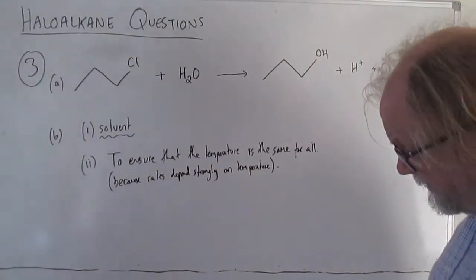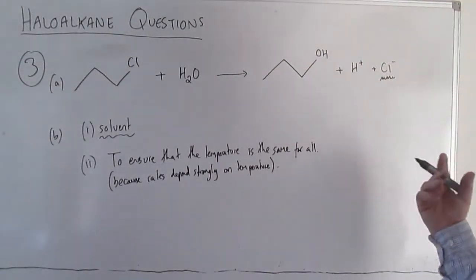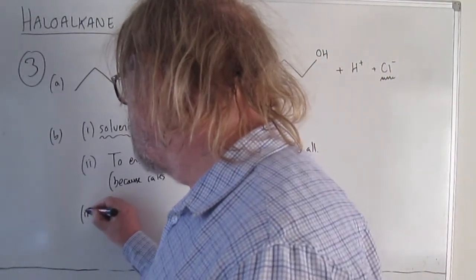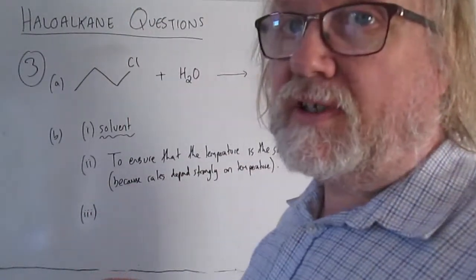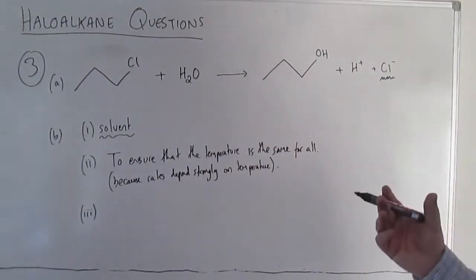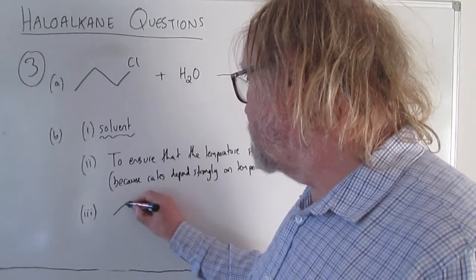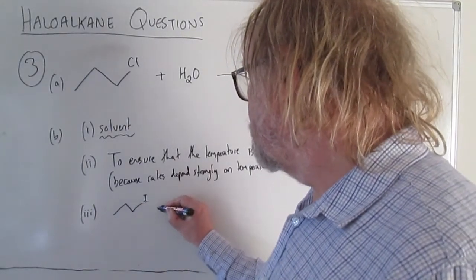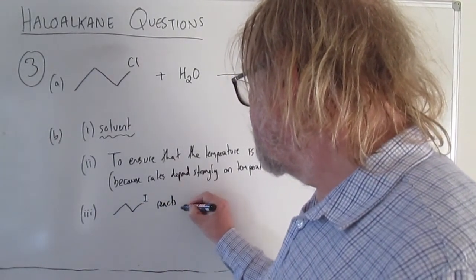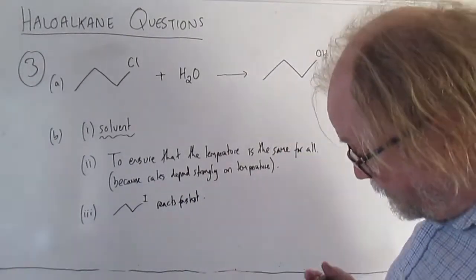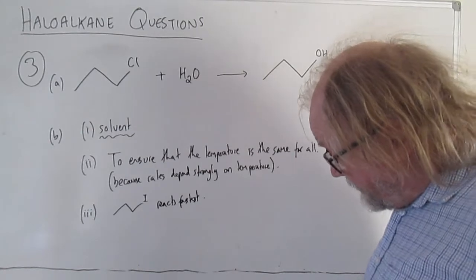Right, so you then want to know which one reacts fastest. This you have to learn. You really don't want to rely on trying to figure this out, because you can easily concoct a story which brings you to the wrong conclusion. So the answer is that this compound reacts fastest. The iodo one is the fastest, then the bromo, and the chloro one is the slowest.